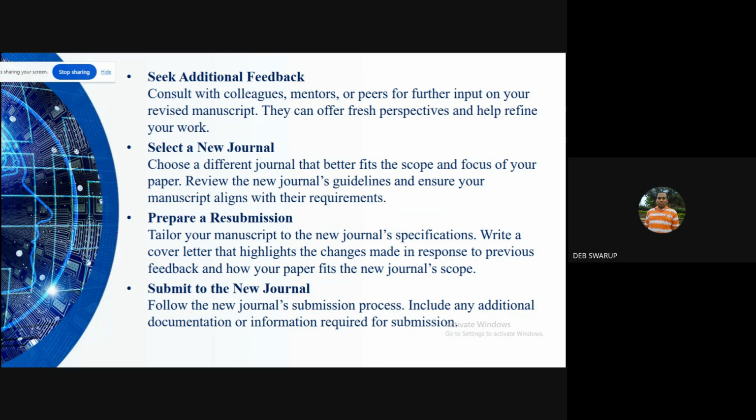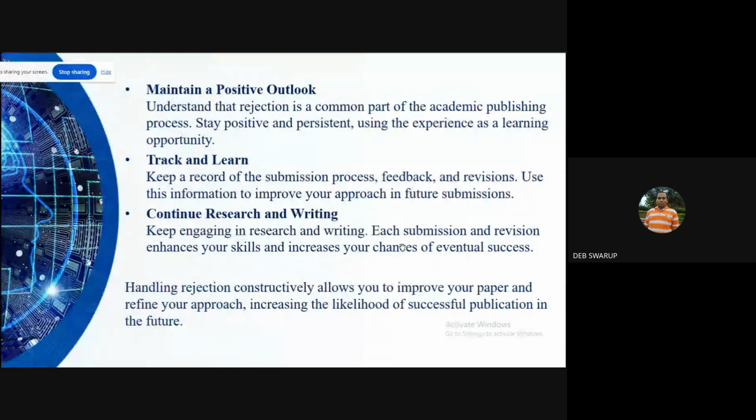Then, while preparing for a resubmission, kindly check the new journal again. Check everything: the new journal's scope, whether everything is written properly, whether you have made modifications to the manuscript, what documents the journal wants, what its guidelines are, and what things you need to state. So kindly read those things, and just maintain a positive outlook.